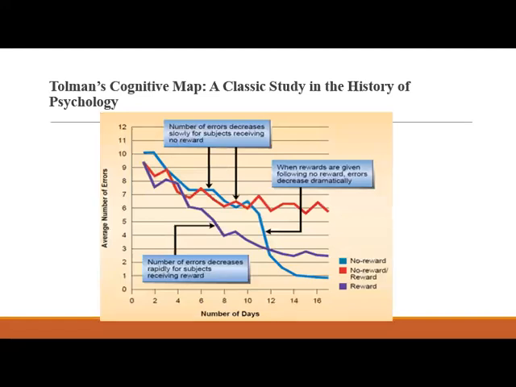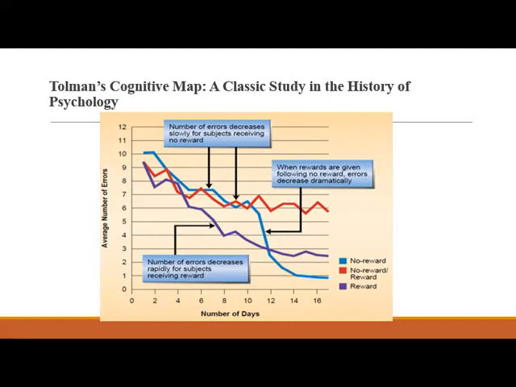Now we talk about Tolman's cognitive map, which was a classic study in the history of psychology. In this, rats were trained to run in a very complicated maze, and there were three groups: a reward group, a no reward group, and a no reward or reward group. The reward group received a food reward in the gold box at the end of the maze on each day of their trials. The no reward group did not receive any food pellets, and the no reward or reward group did not receive any reward till the 11th day of their training.